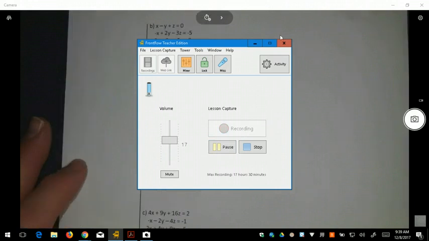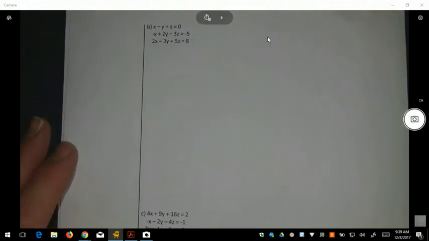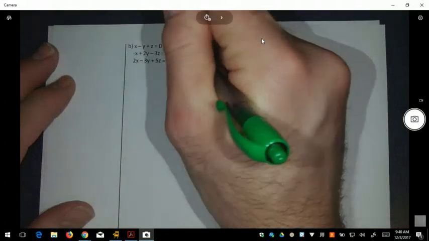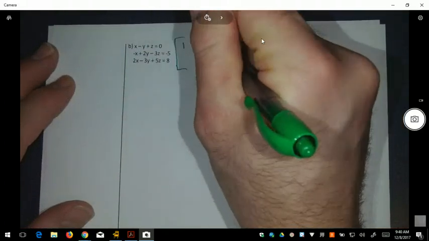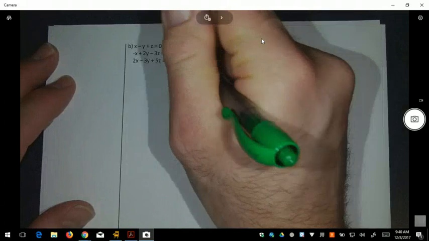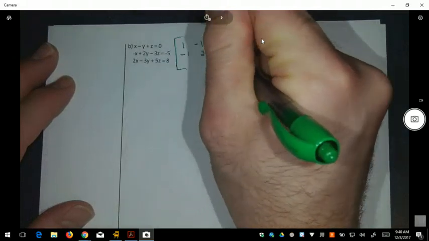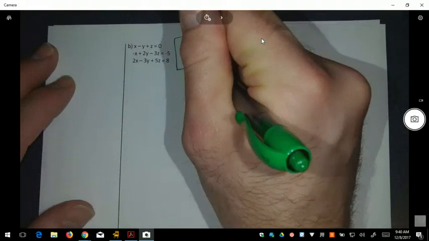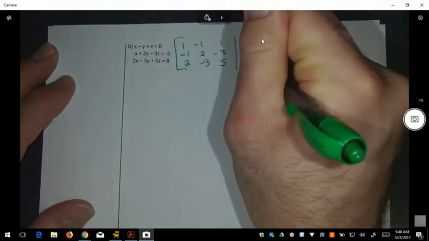Okay, so we saw a 2 by 2. Now we get to look at a 3 by 3. Woohoo! All right, so exciting. These matrices are fun, but they don't start with an F like fractions, functions, and all that stuff. So our initial matrix is 1, negative 1, 1, 0, negative 1, 2, negative 3, negative 5. And 2, negative 3, 5, 8.